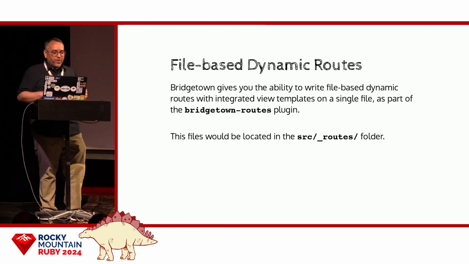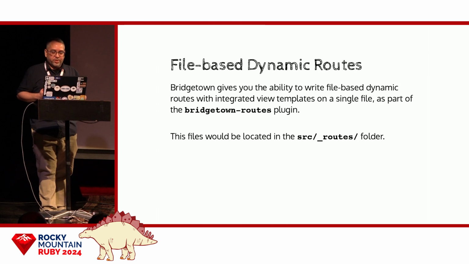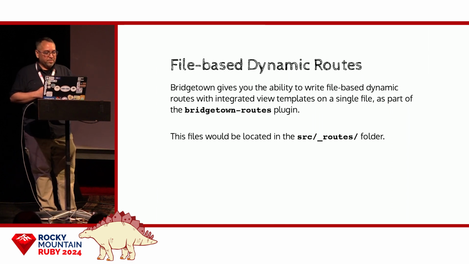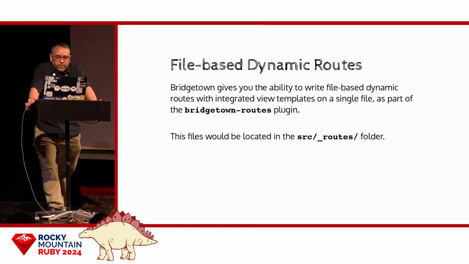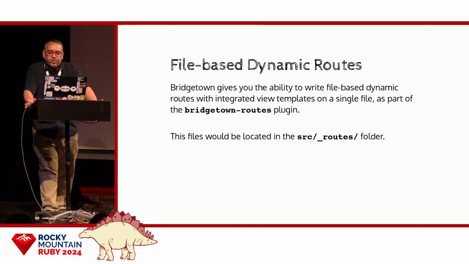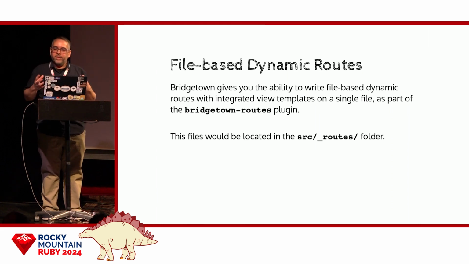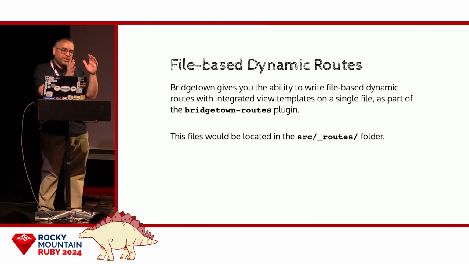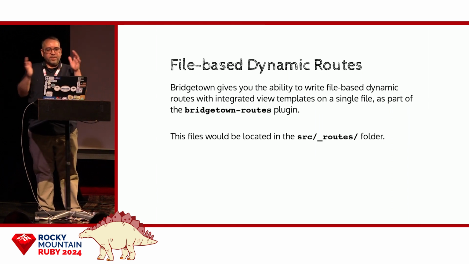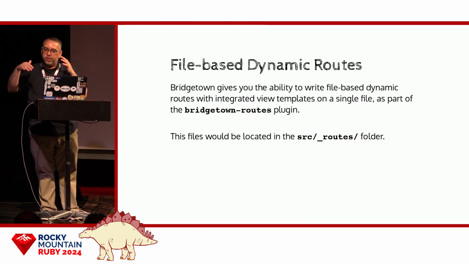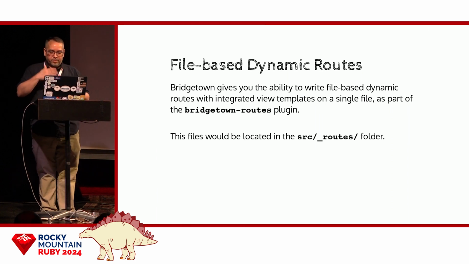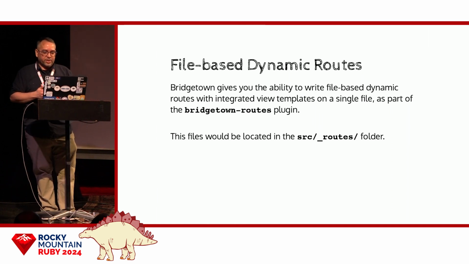Wait, there's more. So this is one of the coolest things that Bridgetown gives you that I really like. This is very, very neat. It's called file-based dynamic routes. Bridgetown gives you the ability to write what's called file-based dynamic routes, which basically allows you to integrate, imagine having an ERB file where you can integrate the Roda definition with the view template in a single file, right? And then you put these files within a specific location within your project, and suddenly you have these different layers of controllers and vendors and stuff happening in your application.